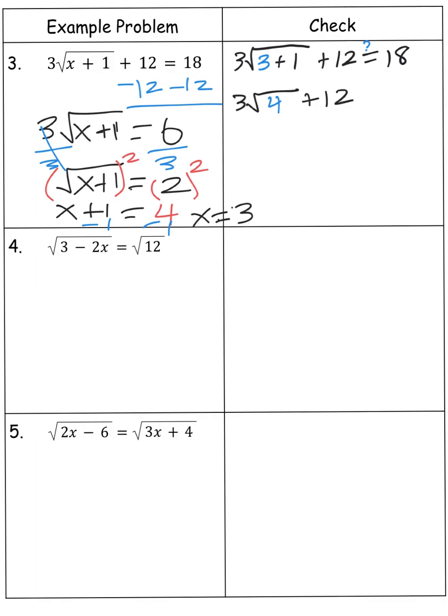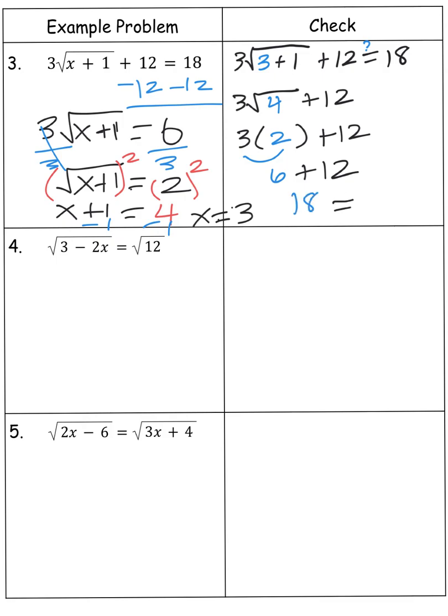Now I'm going to do 3 times the square root of 4. I'm going to simplify that square root. The square root of 4 is 2. Now I'm going to multiply 3 times 2. That's 6. And finally, I'm going to do 6 plus 12, which is 18.